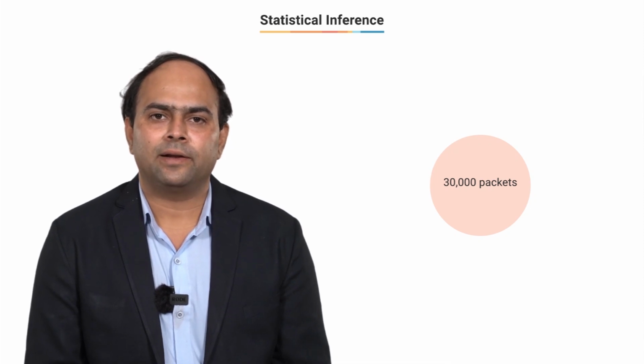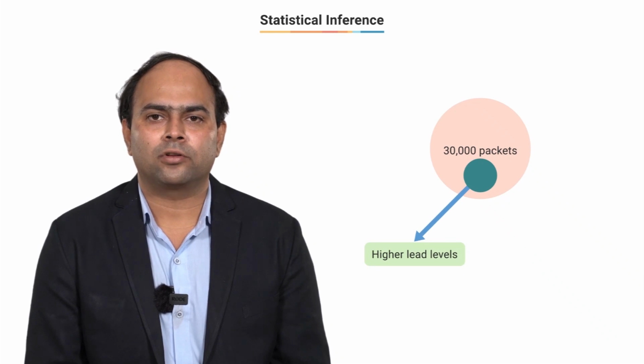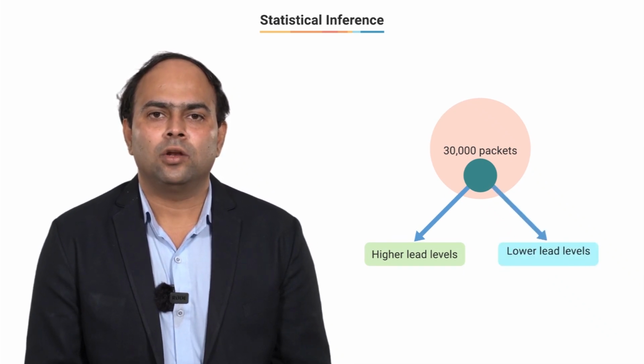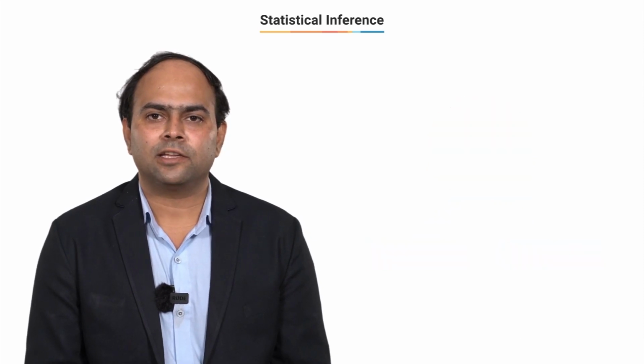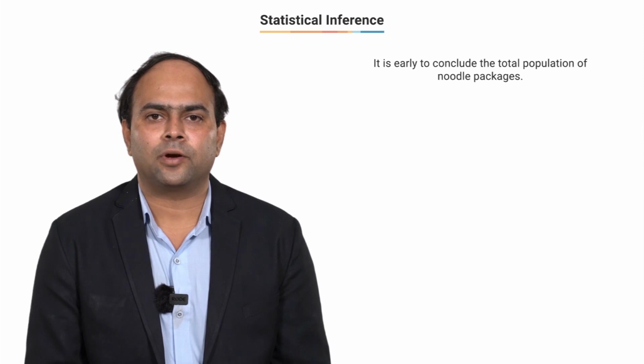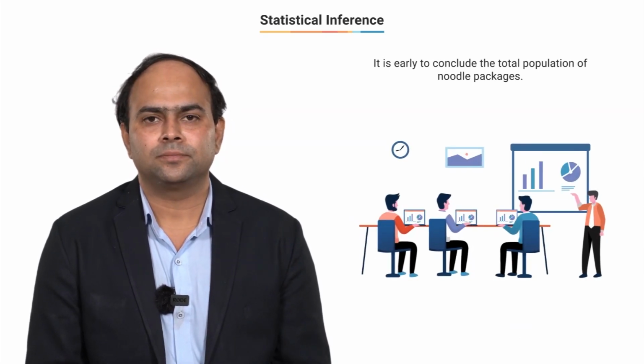It might have happened that the sample, selected coincidentally, had packets which contained higher amounts of lead, or it could be the case that these packets had lower amounts of lead as well. We just don't know that yet. One thing is for sure, that we cannot at this point say anything decisively about the whole population of the noodle packets, but we'll be able to by the end of this discussion.